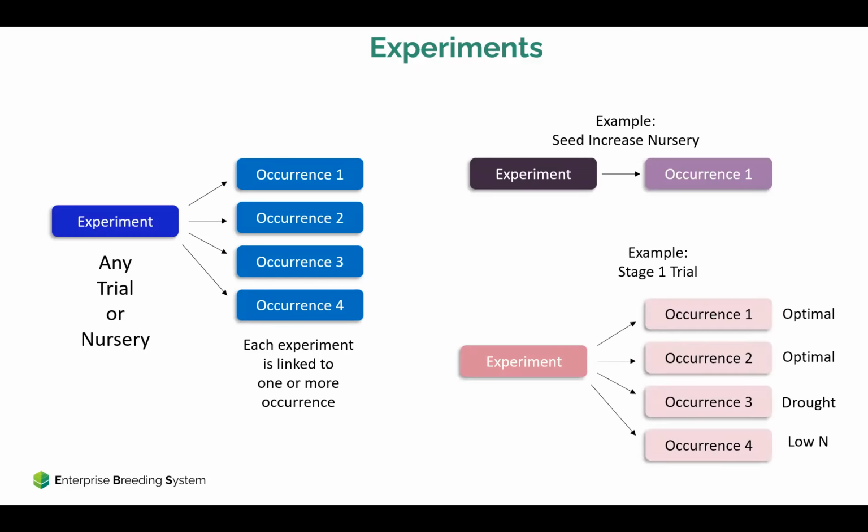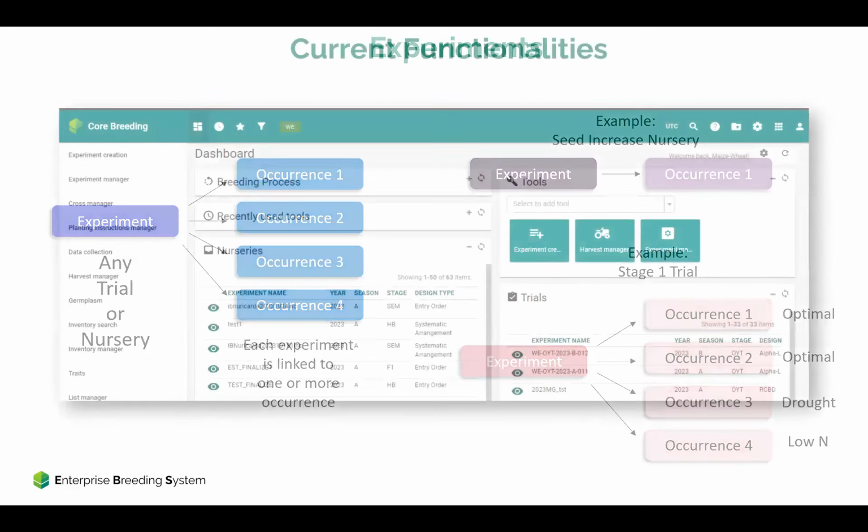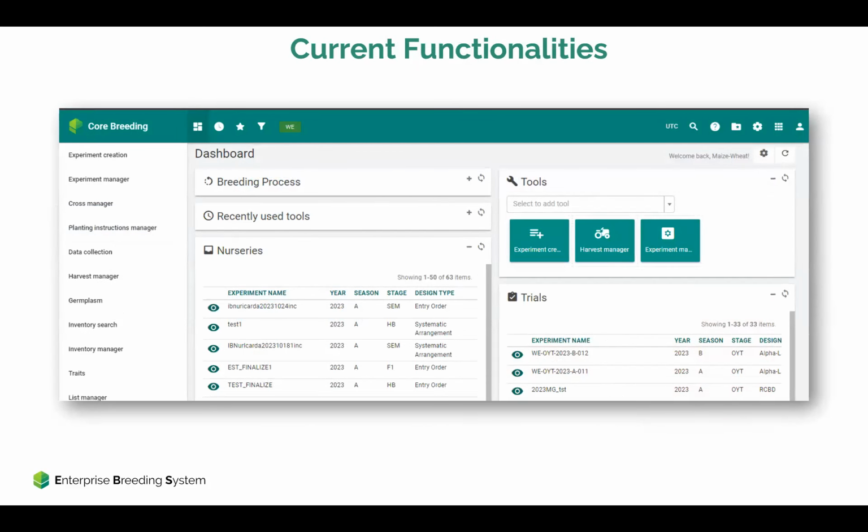However, in the case of a trial, we would typically expect that one experiment would be linked to multiple different occurrences to be able to look at the performance of the germplasm in different sites and or different environments. So you'll see these terms experiment and occurrence in the interface when we look at some of the current functionalities that are available in core breeding.